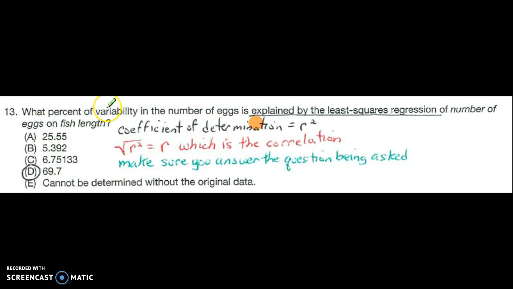In problem 13, they're asking the percent of variability that is explained by the least squares regression line. That's the coefficient of determination, R squared. The relationship between them: the correlation coefficient is the square root of R squared. R is the correlation. So make sure you answer the question that's been asked. So that would be D.